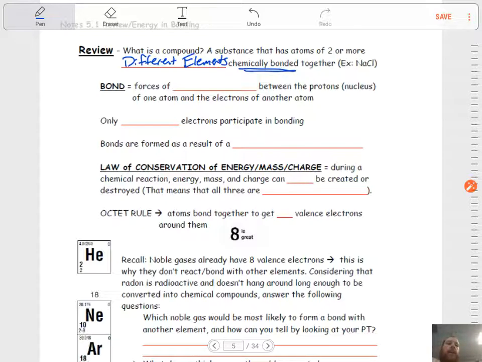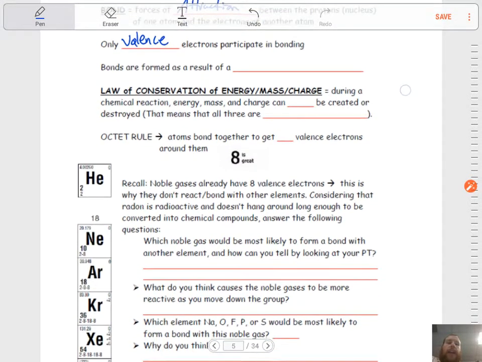So a bond, if we break it down to its simplest form, it's just a force of attraction between the protons of one atom and the electrons of another atom. Again, that should make sense. Protons are positive, electrons are negative, opposites will attract. Really, all we care about, though, are those valence electrons. You saw in the last unit, the valence electrons are the ones that dictate the different properties, as well as the different trends and the patterns that the periodic table falls in. So those valence ones are the only ones we really care about.